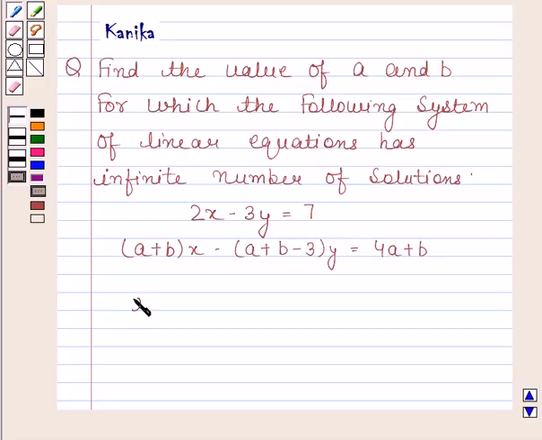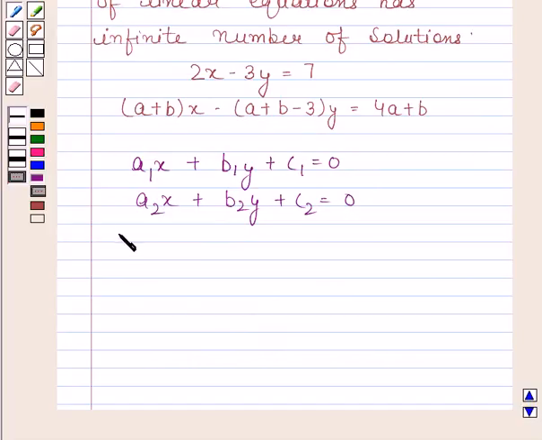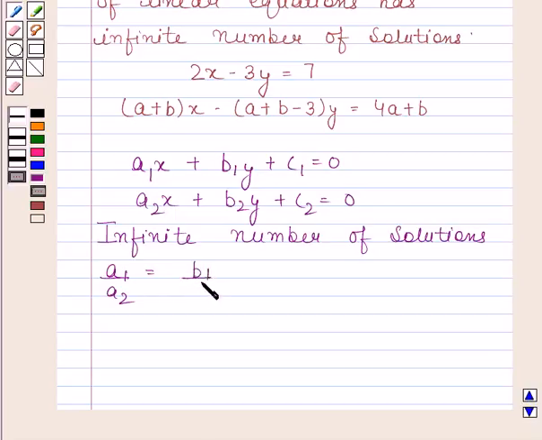Before solving this question, we should know that the system of linear equations a1x plus b1y plus c1 equals 0 and a2x plus b2y plus c2 equals 0 has infinite number of solutions if a1 by a2 is equal to b1 by b2 is equal to c1 by c2. Keeping this in mind, let's now begin with the solution.